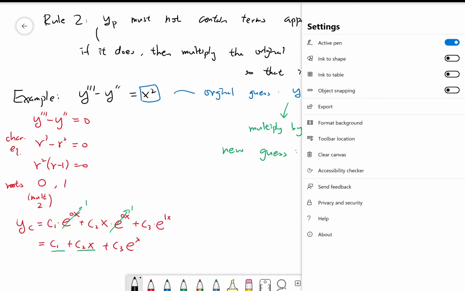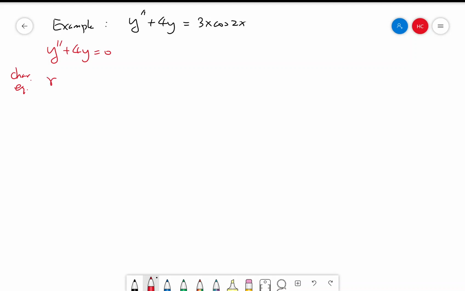All right, so let's do a different example. Let's consider the equation y double prime plus 4y equals 3x cosine 2x. So the complementary part is y double prime plus 4y equal to 0. The characteristic equation gives you r squared plus 4 equal to 0, which means r squared is negative 4. So r is plus minus the square root of negative 4, which is plus minus 2i. So the complementary solution is the linear combination of cosine 2x and sine 2x.